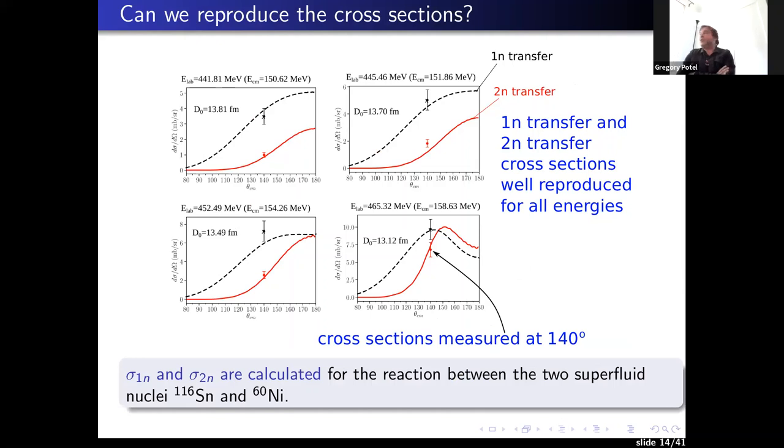Okay, so first, this is just to show that we are able to calculate and reproduce the cross sections from that experiment. We did that for all the 12 energies. I'm just showing four of them here. I show the angular distribution of the one-neutron transfer cross section. The black dotted curve is the computed neutron transfer cross section, and the red continuous curve is our theoretical calculation for the neutron transfer cross section. The black and red points are what they measured experimentally, which were the cross sections at 140 degrees in the center of mass system. So this is just to show that we can do the theoretical calculations and reproduce the data.